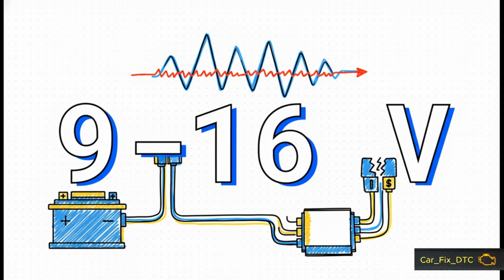And here's why this is so important. That main computer, the body control module, it's a little bit sensitive. It needs the battery voltage to be just right, somewhere in that sweet spot between 9 and 16 volts. If the voltage dips too low or spikes too high, the computer kind of freaks out and throws an error code, like this one, even if the headlight switch itself is perfectly fine.